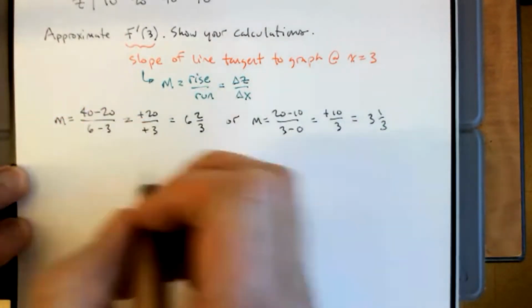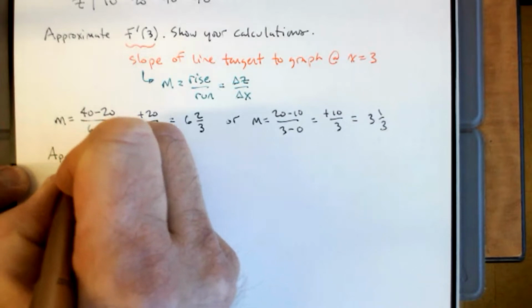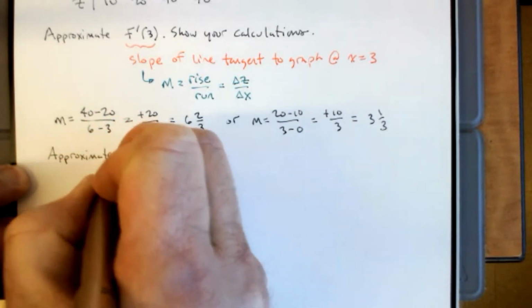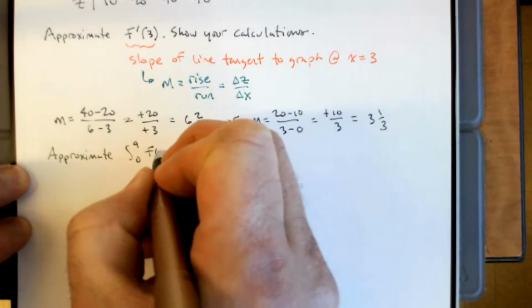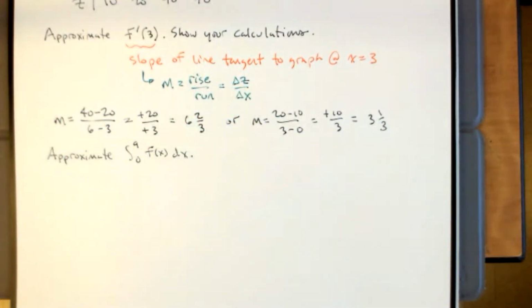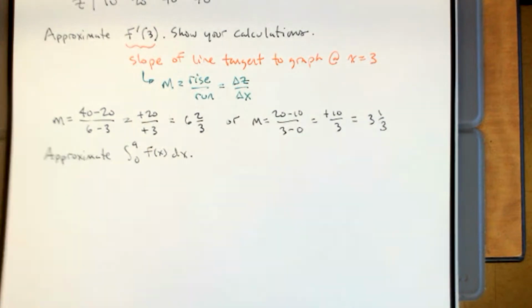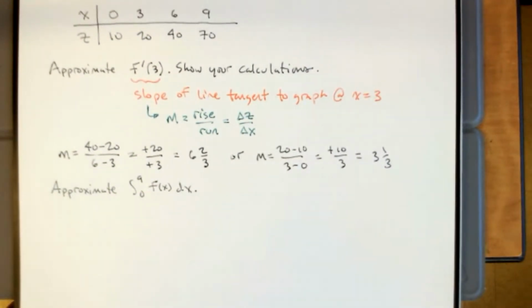We could say approximate the integral from 0 to 9 of f of x dx. There's another case we're going to be able to write lower and upper estimates of our definite integral. We want to find the area under the curve of f of x and above the interval from 0 to 9.